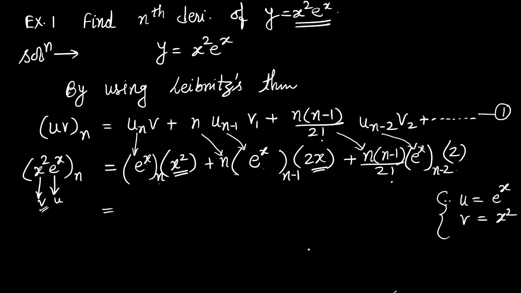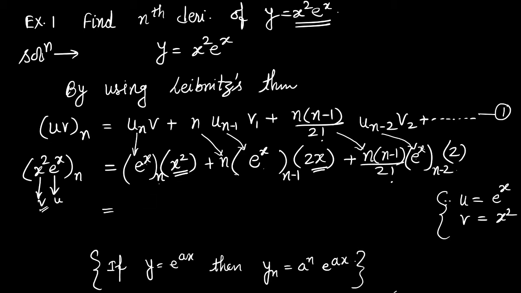Now we know the formula for the derivative. If y equal to e to the power ax, then the nth derivative equals a to the power n e to the power ax. By using this formula, we write down the values of the nth derivative. Now here a value equals 1, therefore 1 to the power n e to the power x. Here x square as it is, plus here 2nx.